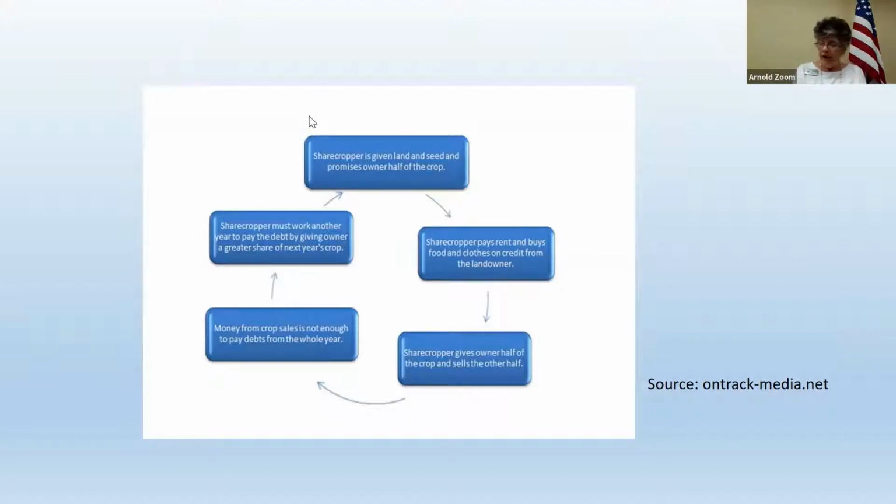In this slide you're looking at, you can see the cycle of poverty for the sharecropper. We'll talk about it for just a minute. The sharecropper is given land and seed and promises owner half of the crop. The sharecropper pays rent and buys food and clothes on credit from the landowner. The sharecropper gives owner half of the crop and sells the other half. Money from crop sales is not enough to pay debts from the whole year, so the sharecropper must work another year to pay the debt by giving the owner a greater share of next year's crop. There's no way to get ahead.